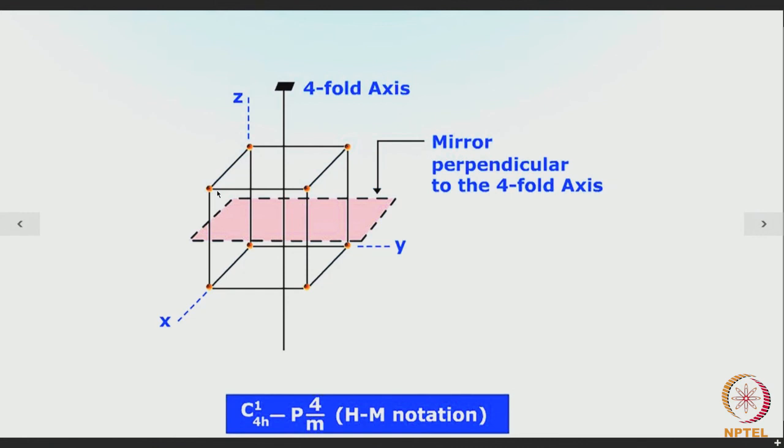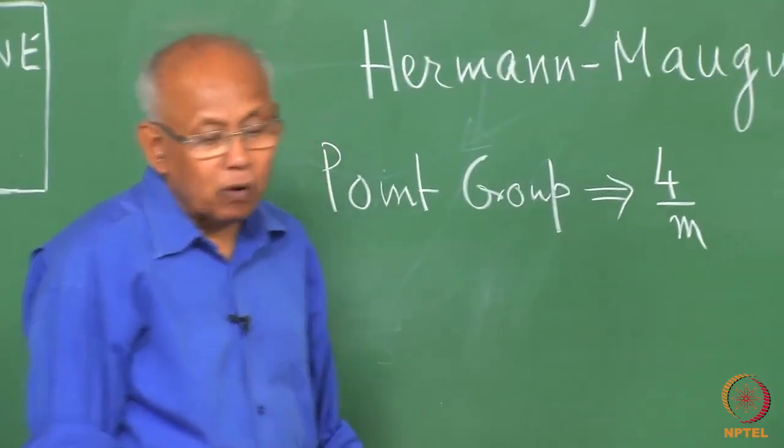Now, when we talk about the Schoenflies notation, this one can be written as C1 and then 4h. 4h stands for a four-fold rotor and a horizontal mirror. So, the Schoenflies notation tells us that this is the first space group based on the C4h point group. But really speaking, the international symbol is much more explicit.